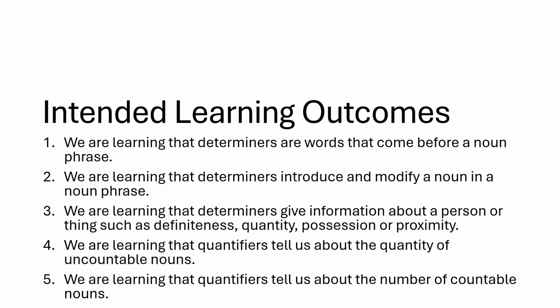There are 5 intended learning outcomes to achieve by the end of the lesson. 1. We are learning that determiners are words that come before a noun phrase. 2. We are learning that determiners introduce and modify a noun in a noun phrase. 3. We are learning that determiners give information about a person or thing such as definiteness, quantity, possession, or proximity. 4. We are learning that quantifiers tell us about the quantity of uncountable nouns. 5. We are learning that quantifiers tell us about the number of countable nouns.